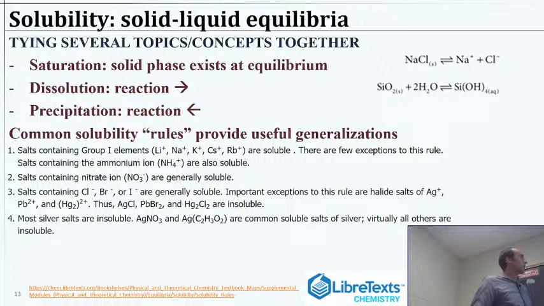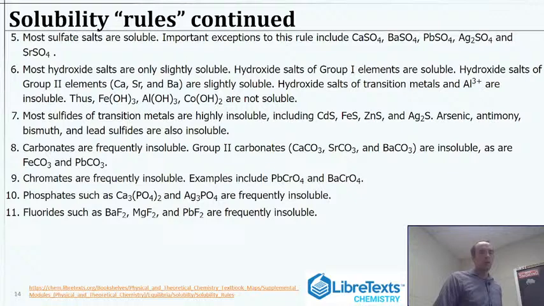In general, most silver salts are not soluble. So silver nitrate, and this one that might be acetate, are common salts of silver. Oh, excuse me. Those two are common soluble salts of silver. Almost all others are insoluble. Okay, a few more. Sulfates, generally soluble. A few notable exceptions. Calcium sulfates, not particularly soluble, a little bit. Barium, lead, silver, and strontium, all not so soluble.